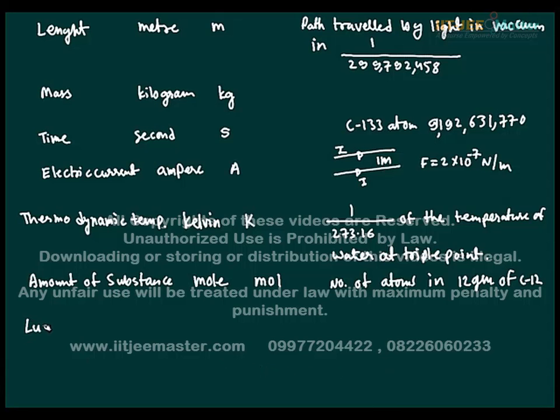Next is luminous intensity. Unit is candela. Symbol is small cd. This unit is required to measure the intensity of light in a direction, and details about it you can get from your printable pages.